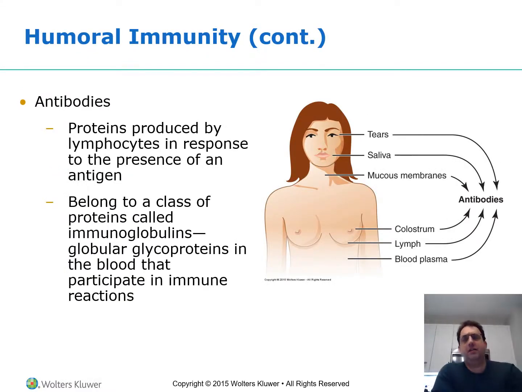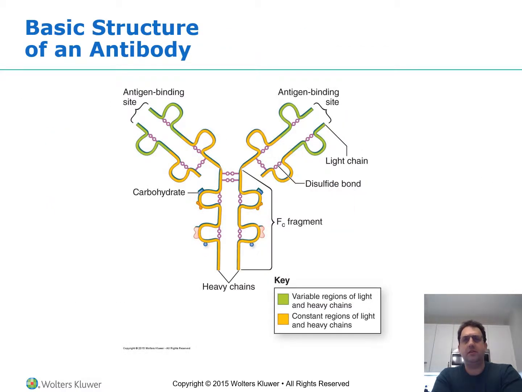So proteins, the antibodies that we have been talking about, these are proteins made by the lymphocytes, B lymphocytes in particular, in response to the presence of an antigen. They belong to a group of proteins we will call immunoglobulins, and they trigger and help with immune responses.